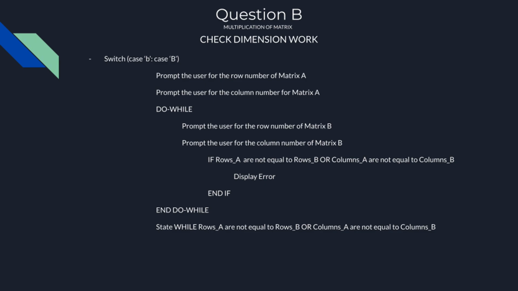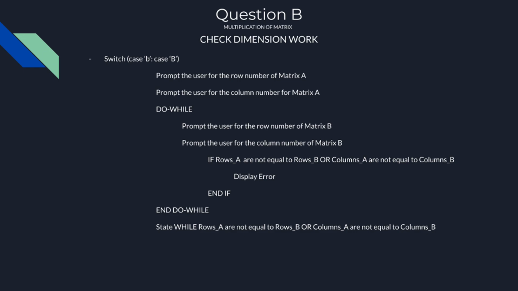After you do that, since you want to make sure that matrix A and matrix B have the same number of columns and rows, you do a do while loop. With the do while loop, as you can see at the bottom, we state the while. It says rows A are not equal to rows B, or columns A are not equal to columns B. So basically, as long as this is true, it's going to go back and prompt the row number and column number of matrix B.